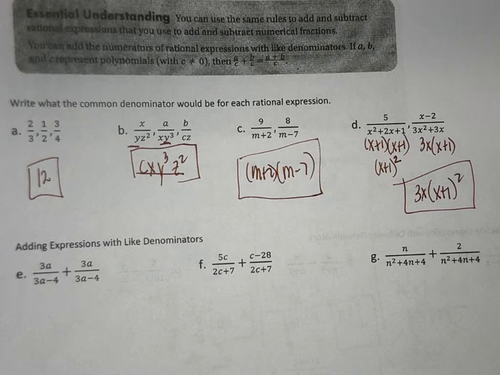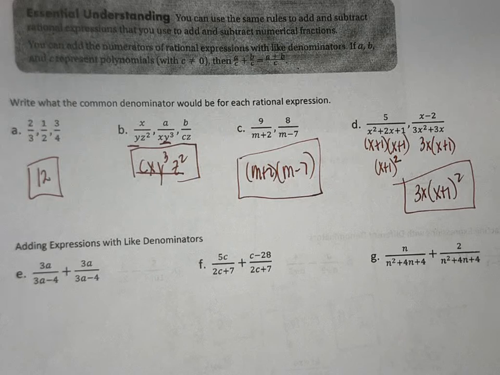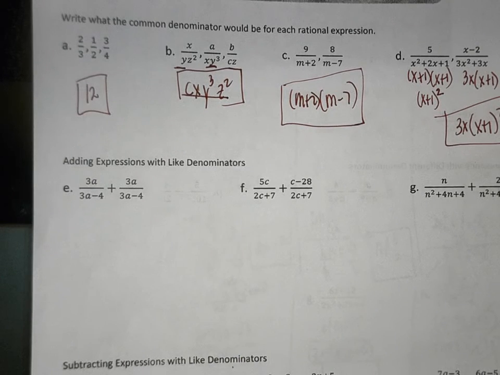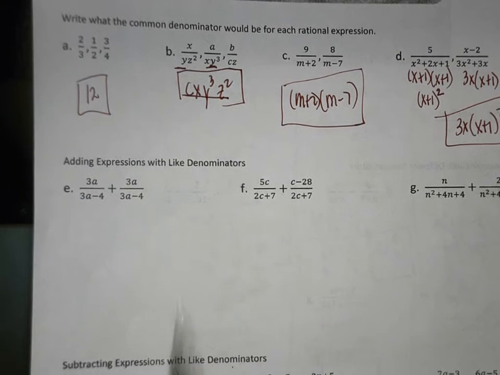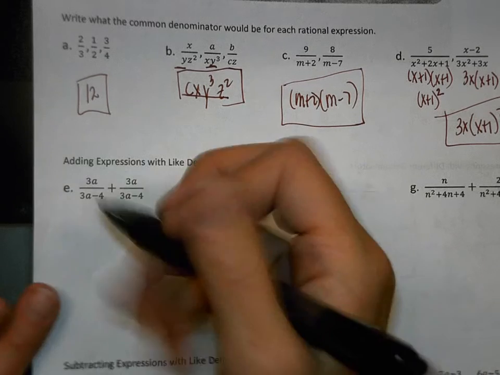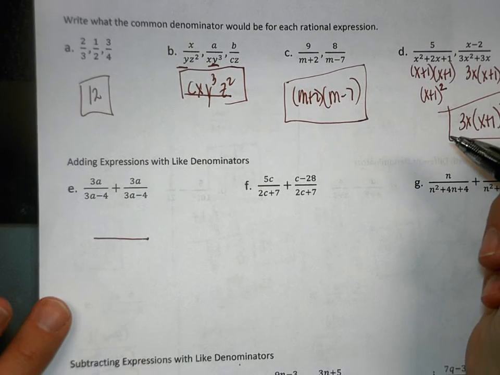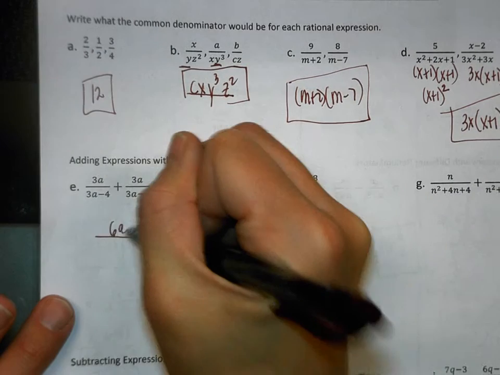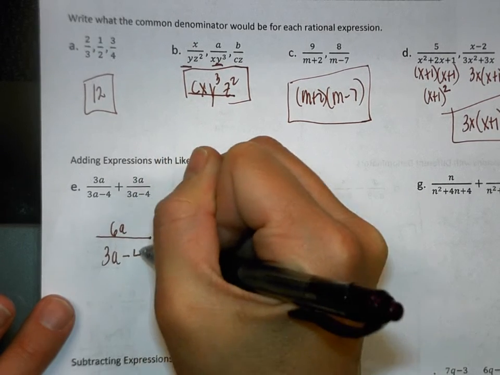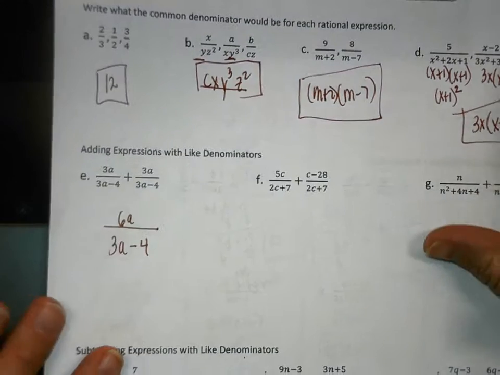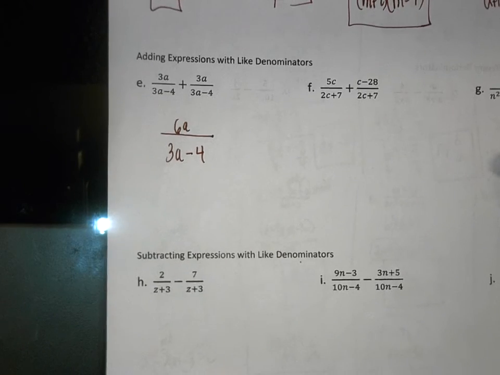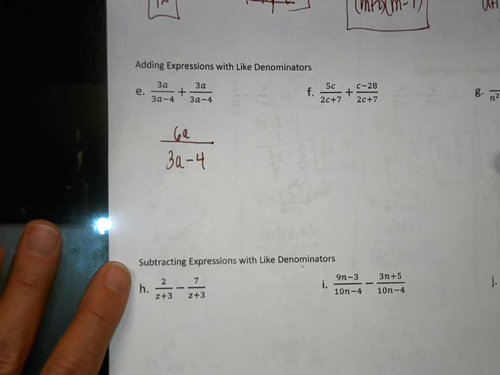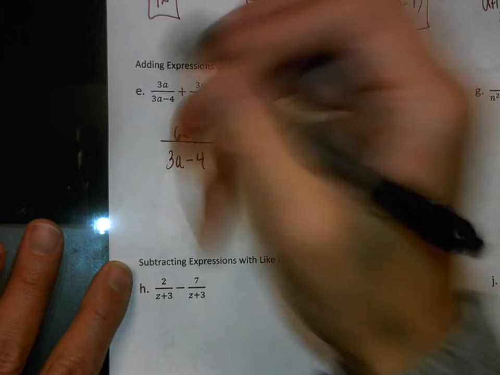Okay, so we're going to start with just adding fractions that have common denominators already. So once you already have the common denominator, what do you end up doing from that point? Yep, you just add the tops, but the denominators stay the same. So 3a plus 3a is 6a, and then this will be over 3a minus 4. At this point, if you could factor and simplify, you would. But we can't, so that's my answer.